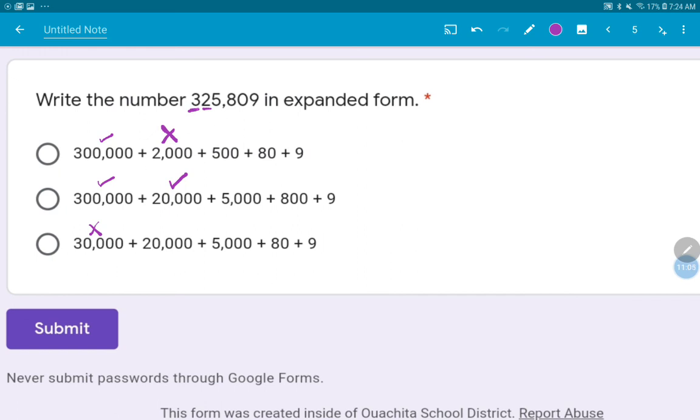I have 300,000 plus 20,000. So let's go ahead and check the rest. My next digit is 5 in the thousands place, so it has a value of 5,000. Then I have 8 in the hundreds place, so 800. No 10s and 9 ones. So the middle option is correct. 300,000 plus 20,000 plus 5,000 plus 800 plus 9.